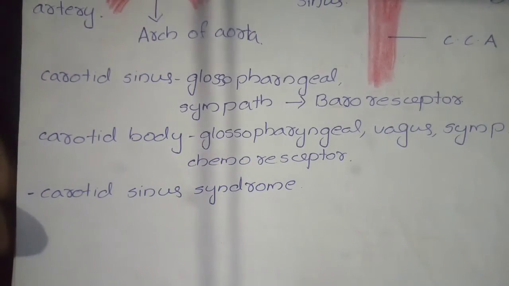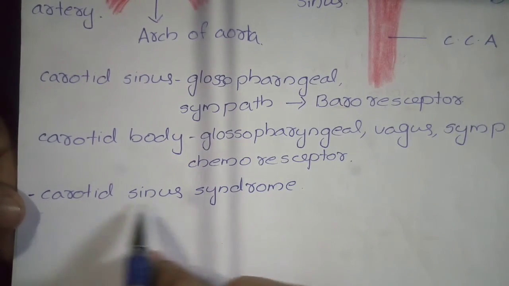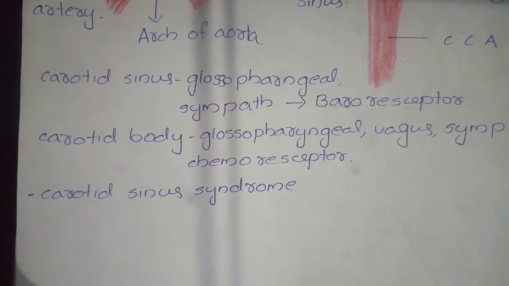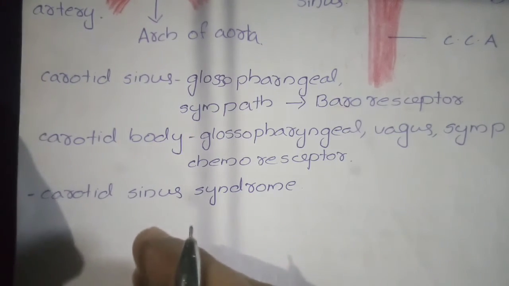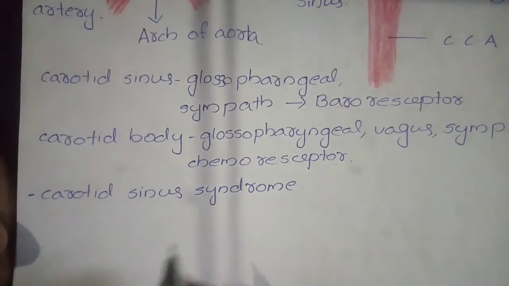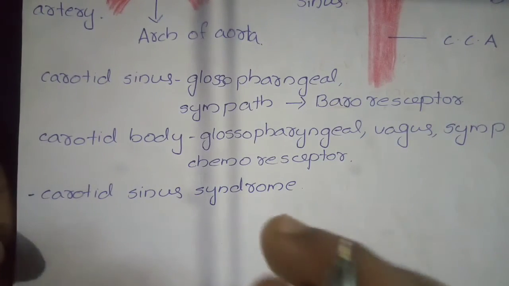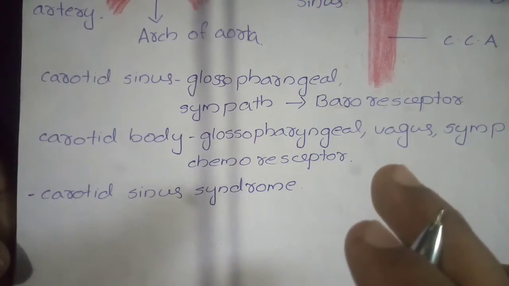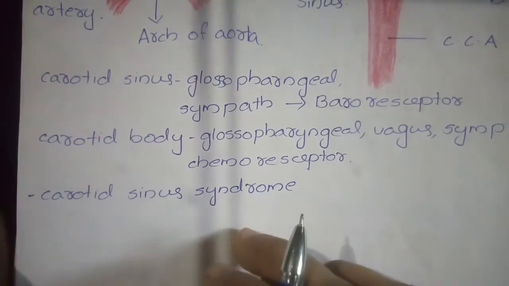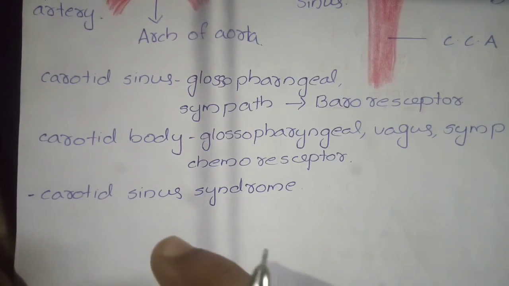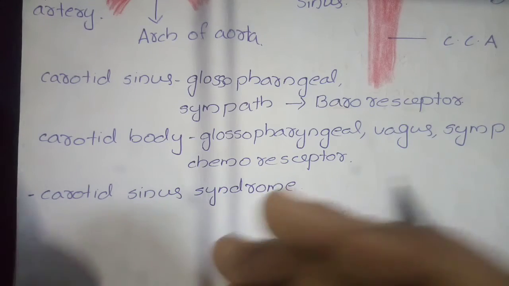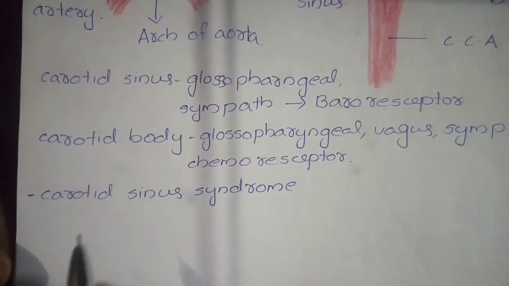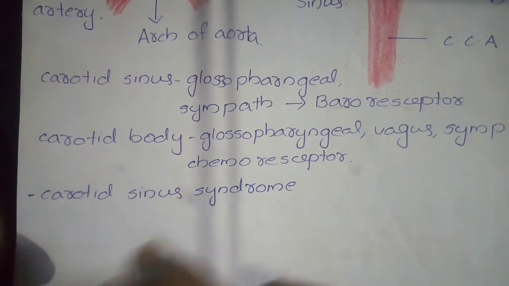Now the clinical anatomy. Here we discuss the carotid sinus syndrome. So what is carotid sinus syndrome? The carotid sinus is richly innervated by nerves. In some persons, this sinus may be hypersensitive. In such persons, sudden rotation of the head may cause slowing of the heart, and that condition is known as carotid sinus syndrome. These are for the clinical anatomy.